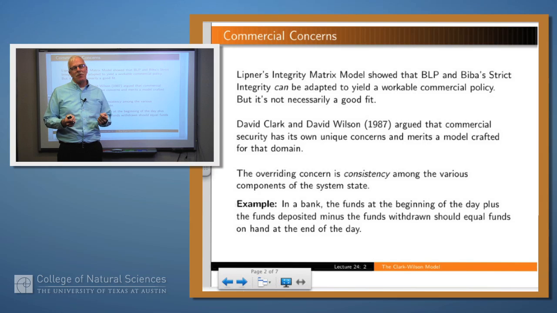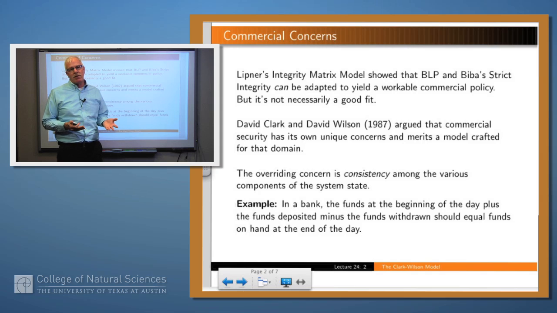Today we're going to talk about a different approach to commercial security, commercial integrity in particular, proposed by David Wilson and David Clark in 1987. And what they said was, sure, you can take military security and stuff commercial security into that framework, but maybe that's not the right thing to do, because there are concerns that you have in commercial security that are not really specific to military security. So perhaps we should come up with a model of commercial security which is specific to that domain.